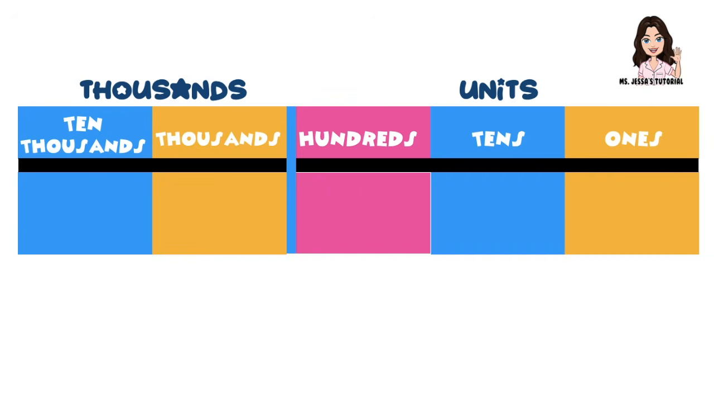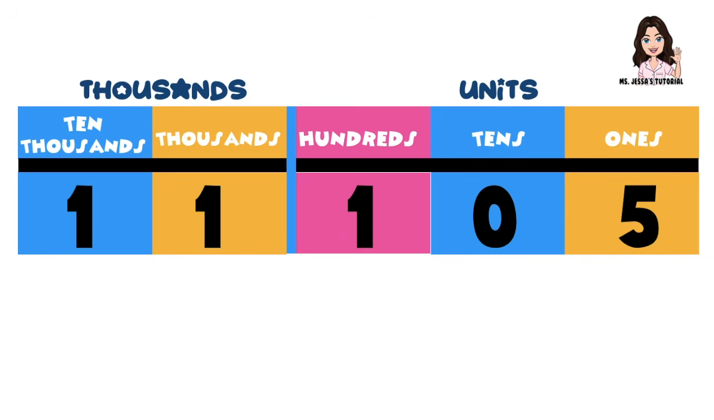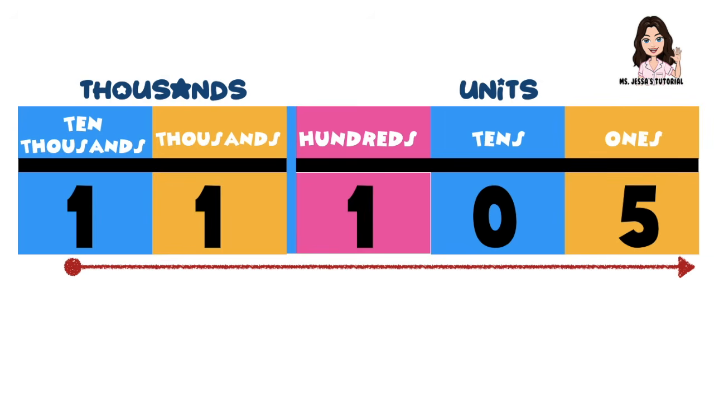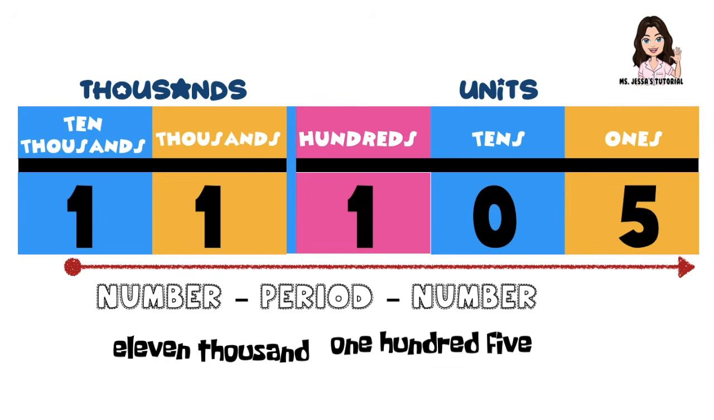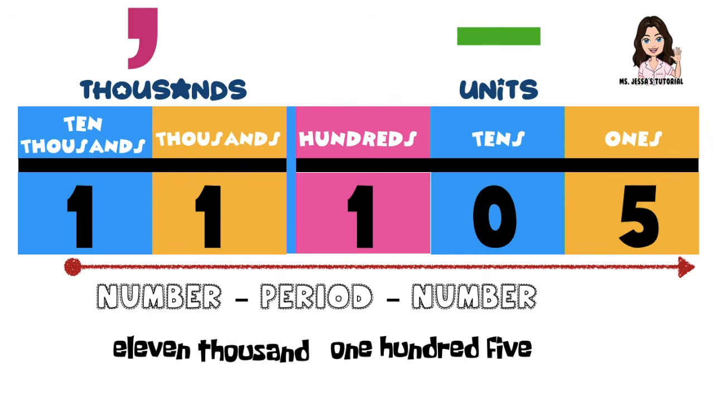Let's proceed to the next number. I have here this number. Again, in reading numbers, you're going to start from left to right. And we will follow this technique: number, period, number. So let's start reading the first number at the thousands period. That is 11. Then write the period. What is the period? That's correct, thousand. How about the numbers at the units period? How do you read that? Fantastic! That is 105.